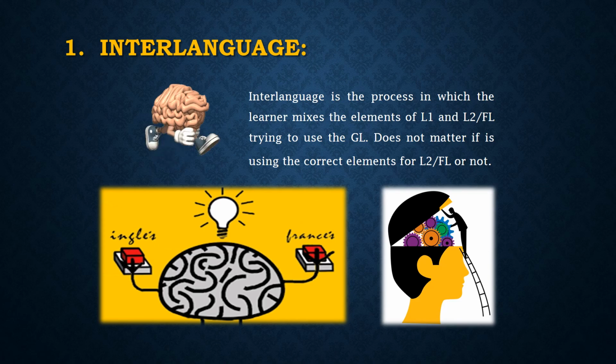Interlanguage is a theory by Larry Selinker, an American professor of applied linguistics. It is the process in which the learner mixes the elements of the mother tongue and the second or foreign language, trying to use the goal language. It doesn't matter if it's using the correct elements for the second language or not.